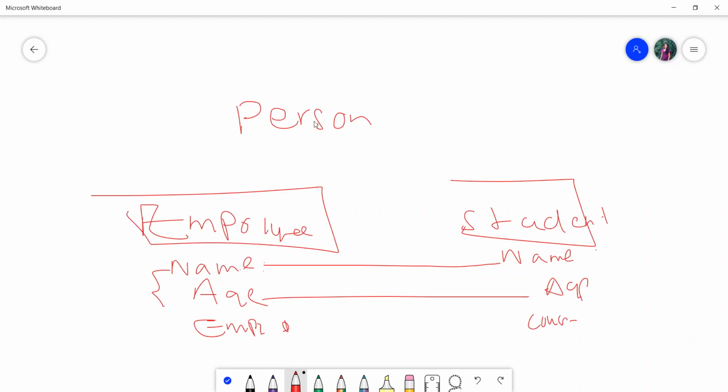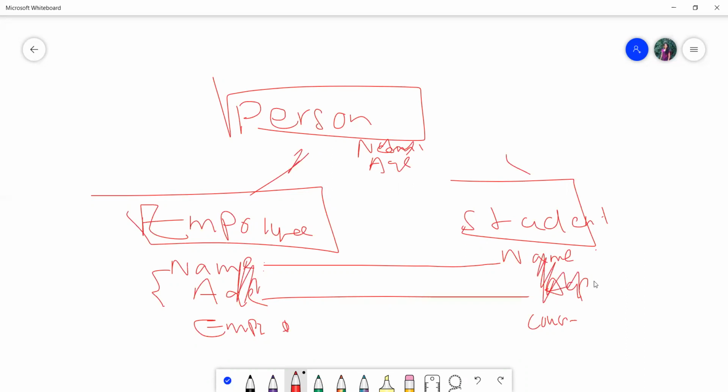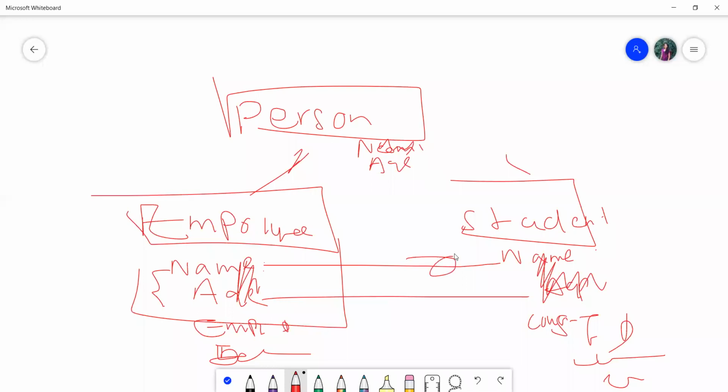So at that time, we can make another class, person, with these common attributes, name and age. You can create a class by using the common attributes of these two classes. Then we delete these two from this one, leaving employee ID, designation, student ID, course and grades. So you can see these are the properties of this class.